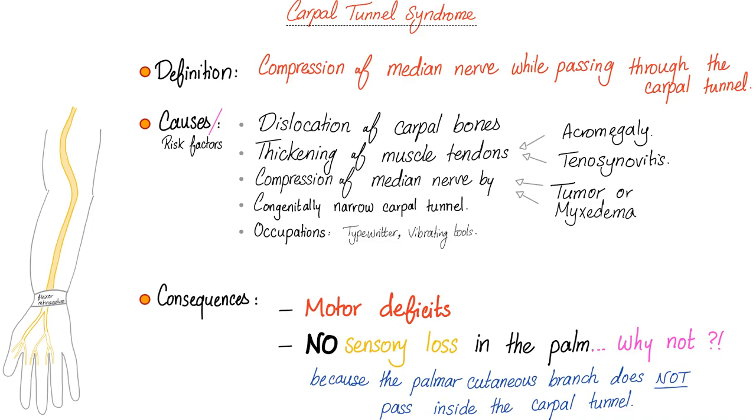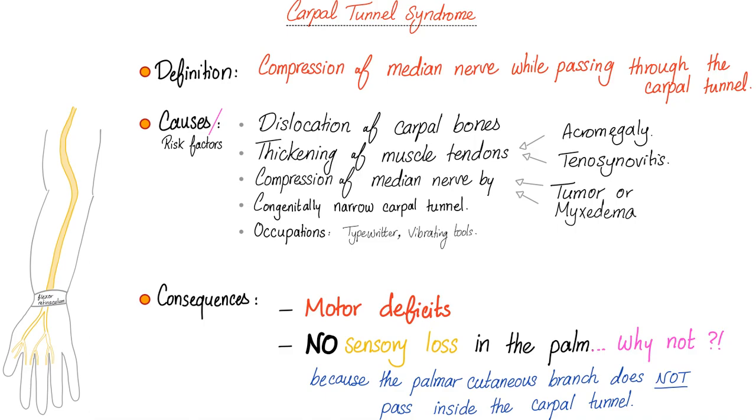Consequences: mostly motor deficits. If it's so severe, you will get a flattened thenar eminence, because in the good old days, the thenar eminence was supplied by your median nerve. But now in carpal tunnel syndrome, your median nerve rests in peace, and therefore your thenar muscles will atrophy. And you get atrophy of the thenar eminence.